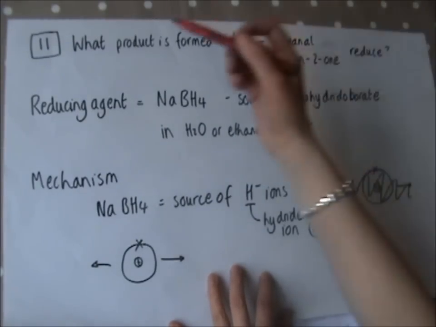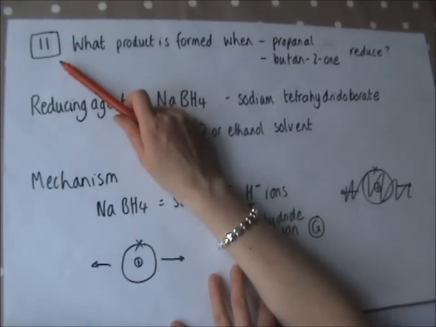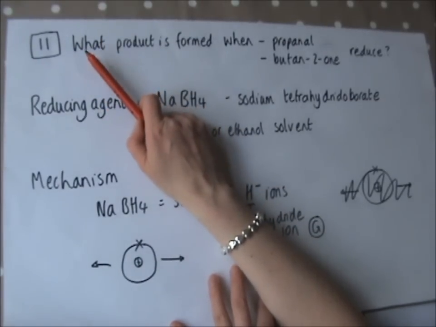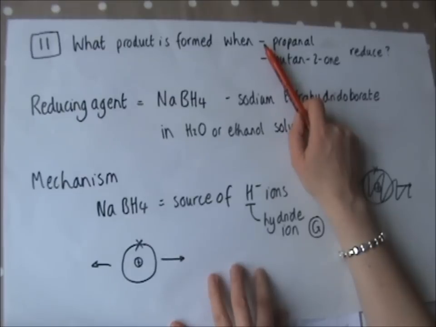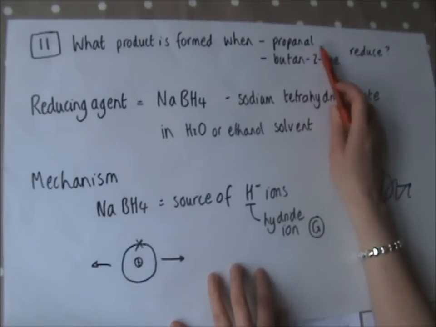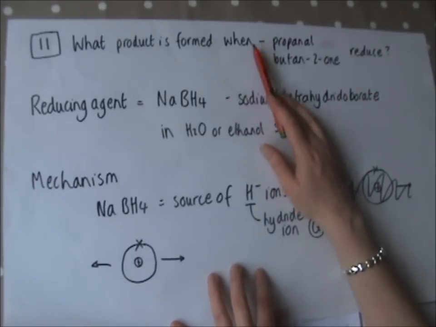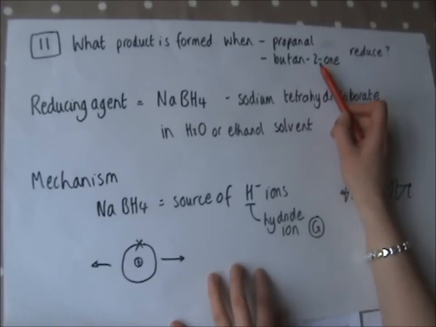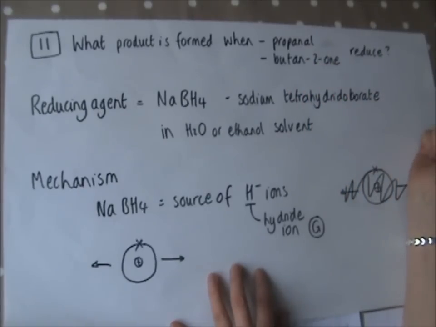Okay, so a good thing to do now would just be to pause the video and ask yourself what product would be formed when propanal reduces, and what product would be formed when butan-2-one reduces. And then you can just test that you've got everything that we've done so far.